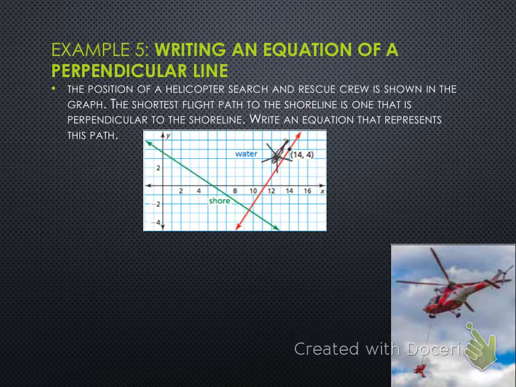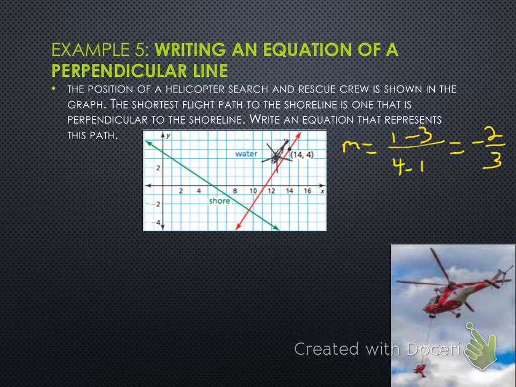So we're going to make a plan. You're going to find the slope of the line that represents the shoreline. Use the negative reciprocal of this slope and the coordinates of the helicopter and the point-slope form to write an equation. So first we're going to solve it. To find the slope of the line that represents the shoreline, the line passes through the points 1, 3 and 4, 1. So the slope is m equals 1 minus 3, change in y, over my change in x, 4 minus 1, or negative 2/3.